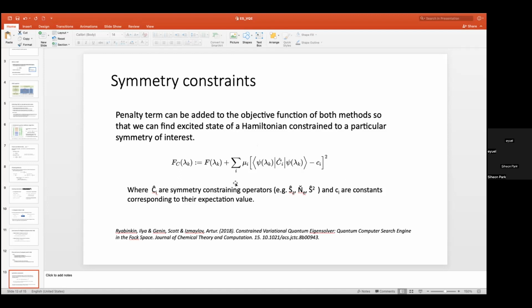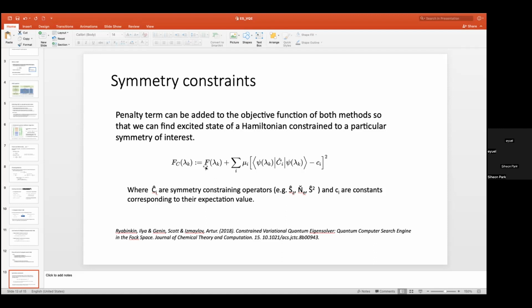This is called a symmetry operator, by adding some term on the cost function. This method can be applied both on VQD and subspace search VQE. One symmetry operator could be spin. For example, if we're interested in the excited state with a particular spin, we can calculate the expectation value of that spin operator, and if it's not within the constraint, the cost function is going to be penalized. So throughout the optimization loop, it makes it really easy to find the excited states or eigenstates that we are particularly interested in.